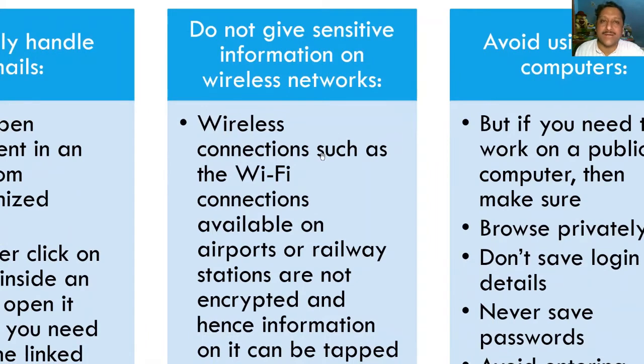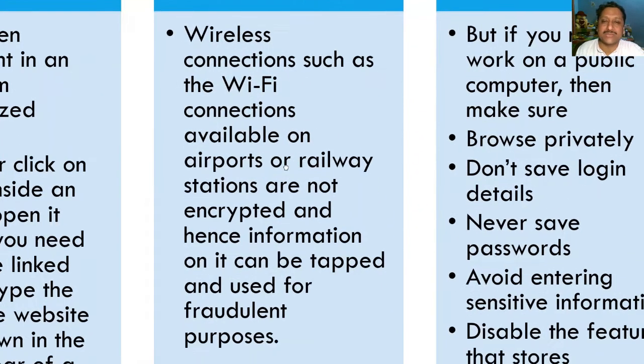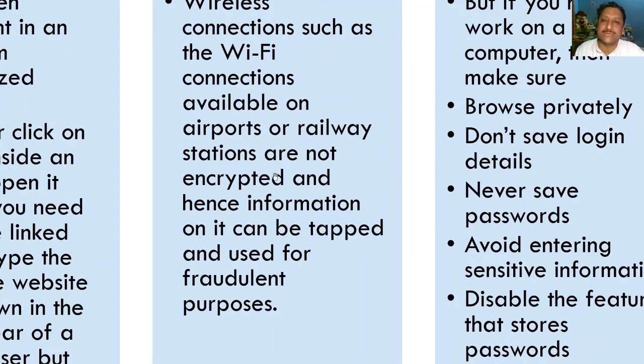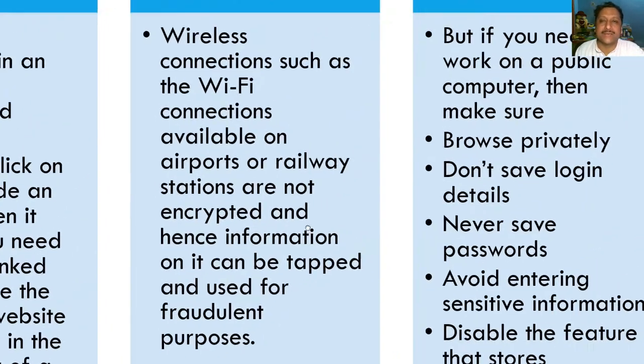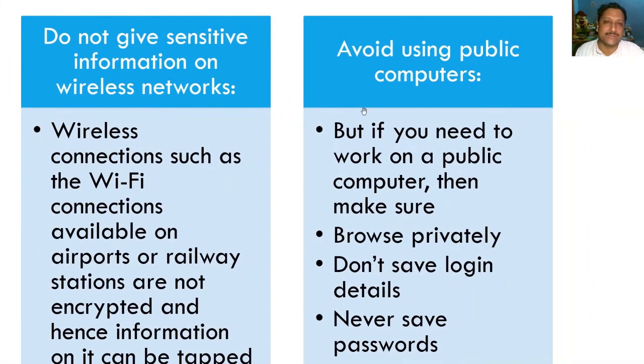If you are using Wi-Fi and that Wi-Fi is public Wi-Fi provided by some public vendors, then never provide any sensitive information, even your phone number. Wireless connections such as the Wi-Fi available at airports or railway stations are not encrypted, and hence information on it can be tapped and used for fraudulent purposes. Fraud can happen. So if you are using public Wi-Fi, never enter any sensitive information.